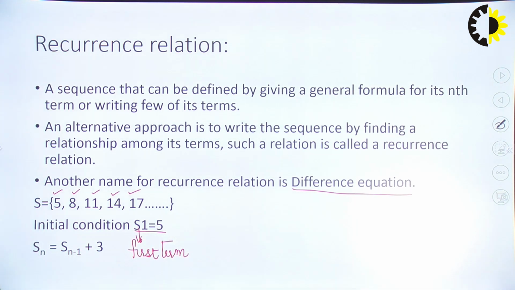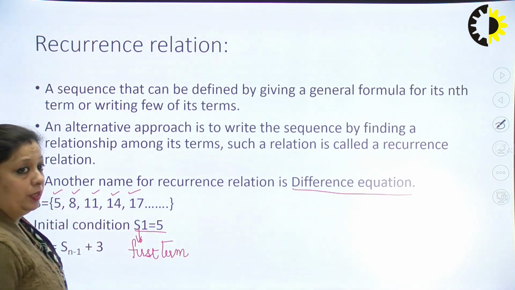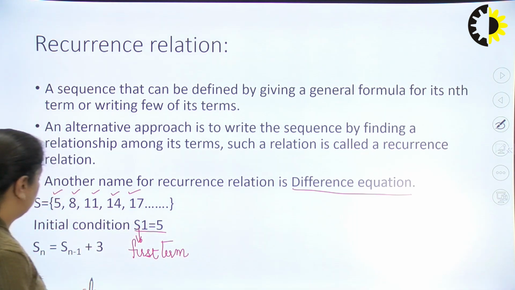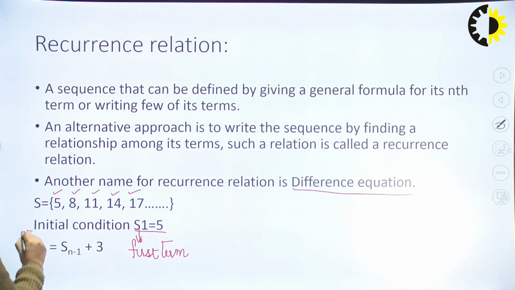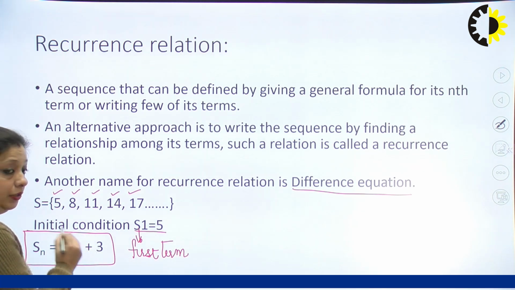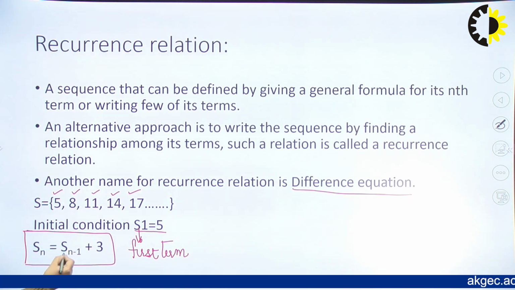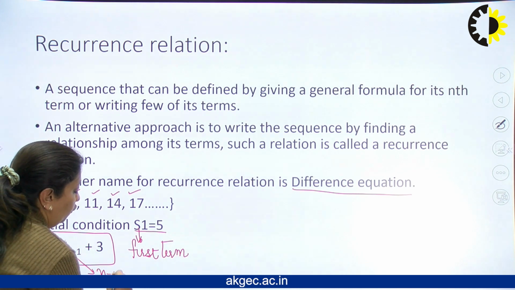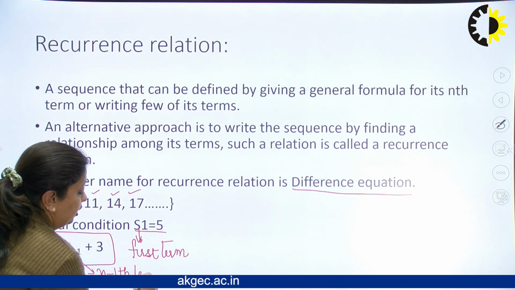Now, how to define a relation for this type of sequence, where I want to define a recurrence relation. I have given this formula: Sn is equal to Sn minus 1 plus 3. So, what is here Sn? Here Sn is nothing but the nth term of such a sequence, and this Sn minus 1 is the n minus 1th term for this sequence.